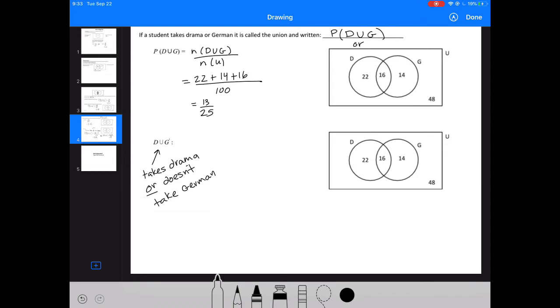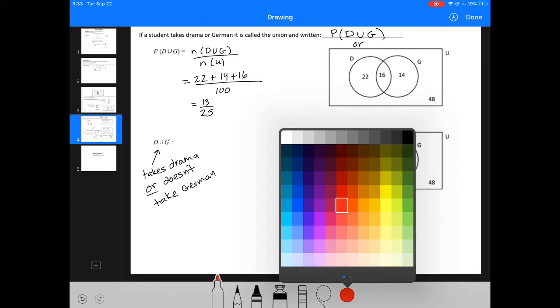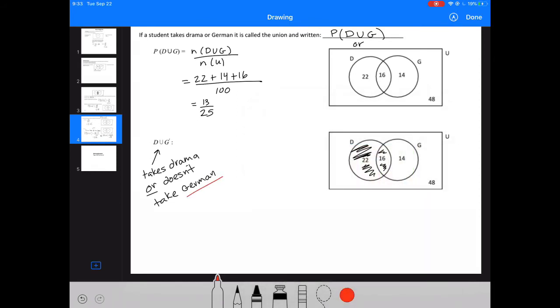So takes drama, that would be these people, the 22s and the 16 that are in here because they belong to that drama set. They are taking drama. So now we need the students also that aren't taking German. I'll do that in a different color in red. So these are the ones that aren't taking German out here. And I mean, these drama people too. They happen to be in both of those sets.